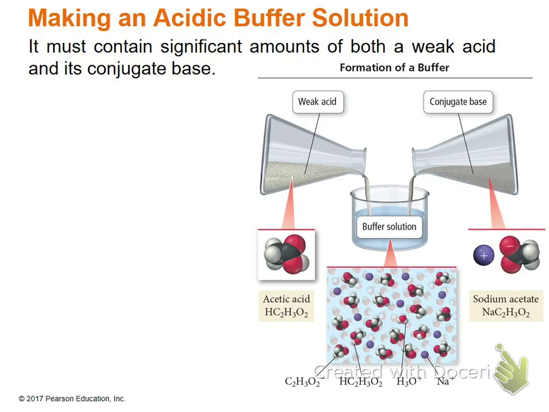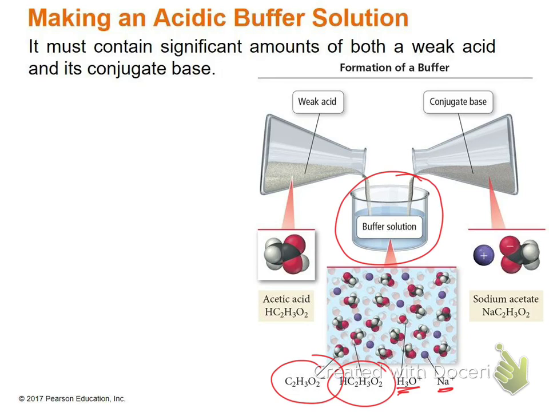So an example of a buffer solution is a combination of acetic acid and a salt of its conjugate base, which is sodium acetate. Remember that acetate here, C2H3O2 minus, is the conjugate base of acetic acid. So in this buffer solution, we have the acetate ion and the acetic acid, and of course water and sodium ion.